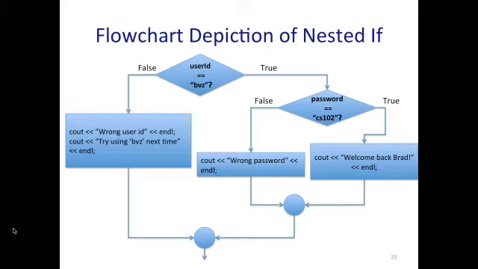Okay, so here's the depiction of a nested if. And you can see that the false statement is very simple. We said the user ID was no good. On the true side, we went to another test to check whether the password was equal to 1 or 2 or not. And if it was, we printed welcome back, Brad. If it wasn't, we did wrong password.